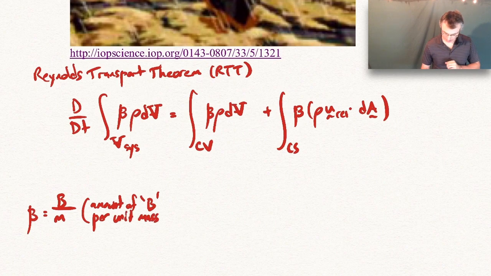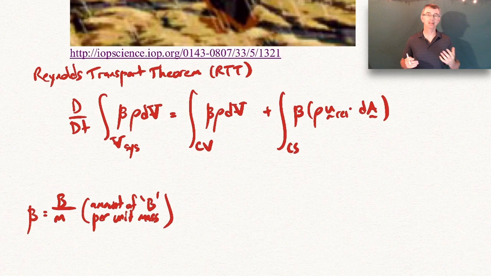And B, again, is some transportable property. B is meant to be something arbitrary. So what do I mean by a transportable property? Something you can move from place to place. Mass is an example of a transportable property. You can move mass from one location to another.